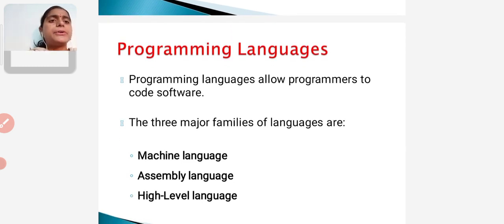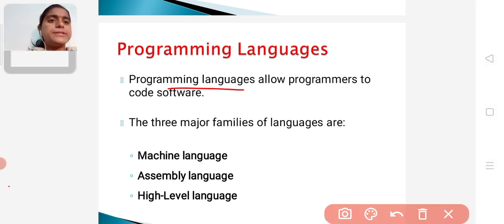Generally, in our world, to communicate with each other, we need some languages like English, Telugu, or Hindi, right? In the same way, to communicate with the system, we need these programming languages. If you want to communicate with the system, you need programming languages. These programming languages allow programmers to code software. Okay, we use these programming languages to develop some software applications.